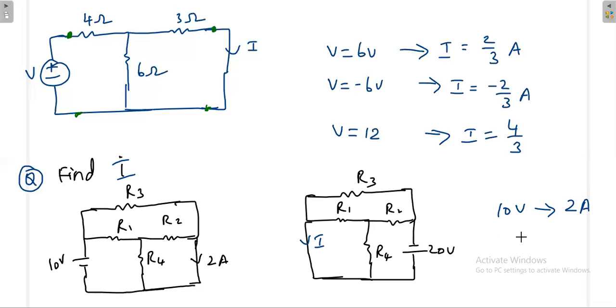If I use 20 volt here, then it would have been 4 ampere, but I am using minus 20 volt. So my current is minus 4 ampere. So what is the correct answer? Minus 4 ampere is the correct answer.